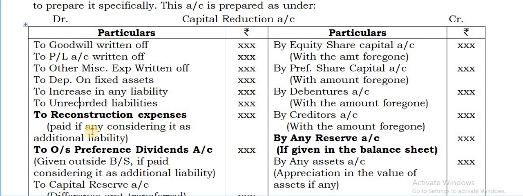Reconstruction expenses, this is a rare case. By chance if it is being paid, it will be taken on the debit side. For the first payment, you have to pass a separate entry. Again, such expenses will not be allowed to be retained in the balance sheet. That also should be written off, for which you have to pass a separate entry by transferring that particular reconstruction expenses to the capital reduction account by debiting the capital and crediting the reconstruction expenses.